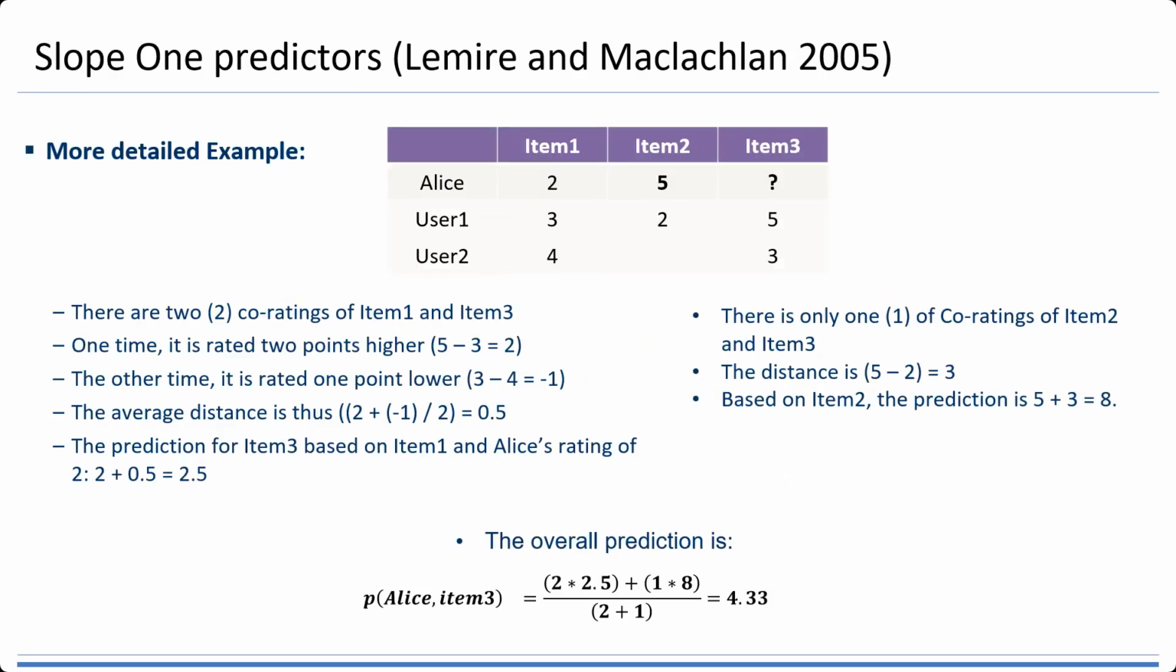Now let's see how we deal with more data. Now I have Alice with rating 2 on item 1 and 5 on item 2. And we have user 1 and user 2. They are co-rated items. But here, item 2 only has the co-rated item with user 1. For item 3, we have the co-rated item for both users. So how can we predict Alice's rating on item 3?